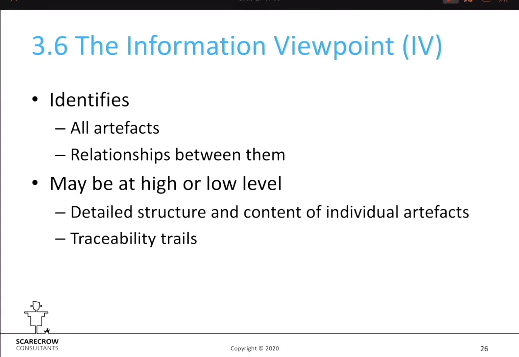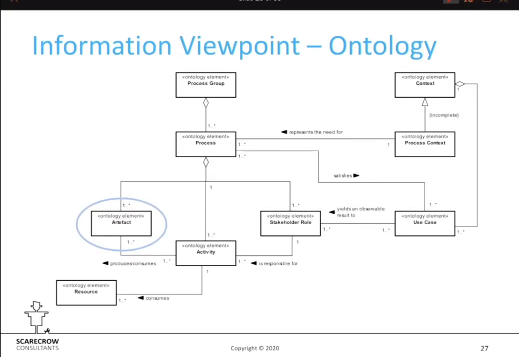The other way that they can be used is at a low level, actually opening up the artifact and defining something about its structure. That's particularly useful for artifacts that are models or documents, where you can talk about the sections that have to be in. So the information view is very much focused over on the artifact side of the ontology.